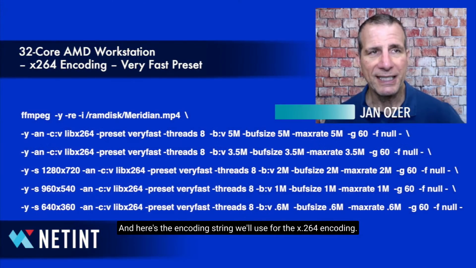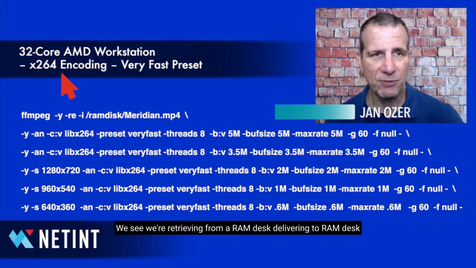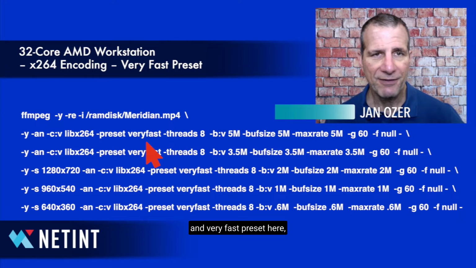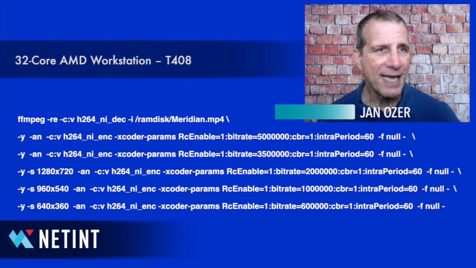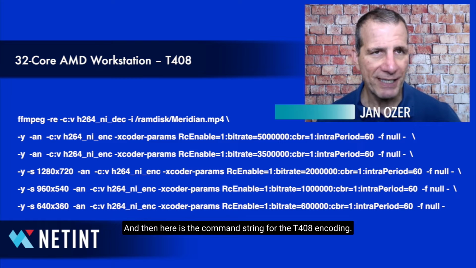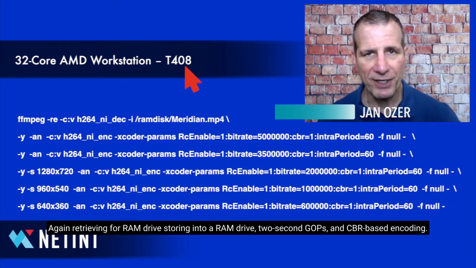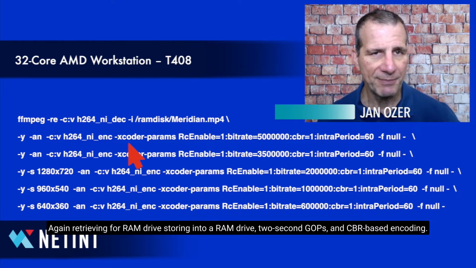And here's the encoding string we'll use for the x264 encoding. We see we're retrieving from a RAM disk, delivering to RAM disk, with the very fast preset, a 2-second GOP size, and basic CBR encoding for all the 5 rungs. And then here is the command string for the T408 encoding, again retrieving from a RAM drive, storing into a RAM drive, with 2-second GOPs and CBR-based encoding.